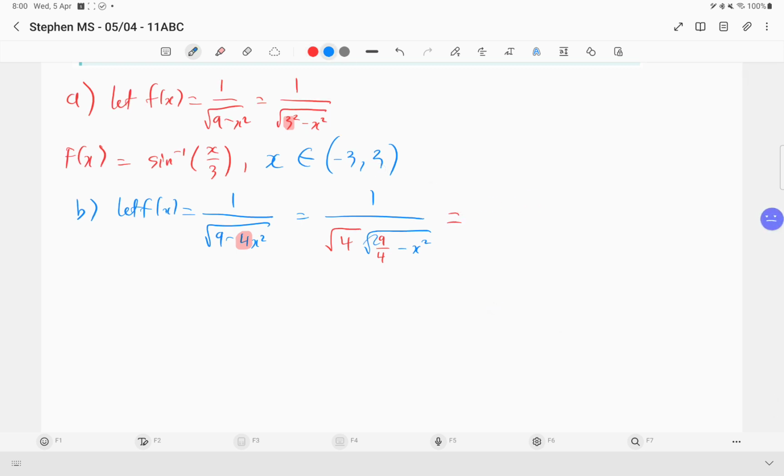So root 4 is just 2, right? 9 on 4 minus x squared. And that would be 1 over 2 times 1 over square root of 9 on 4 minus x squared. Can we antiderive it now? Yes, we can. You just take the half out, so half. You don't need inverse brackets, it's just inverse sine.